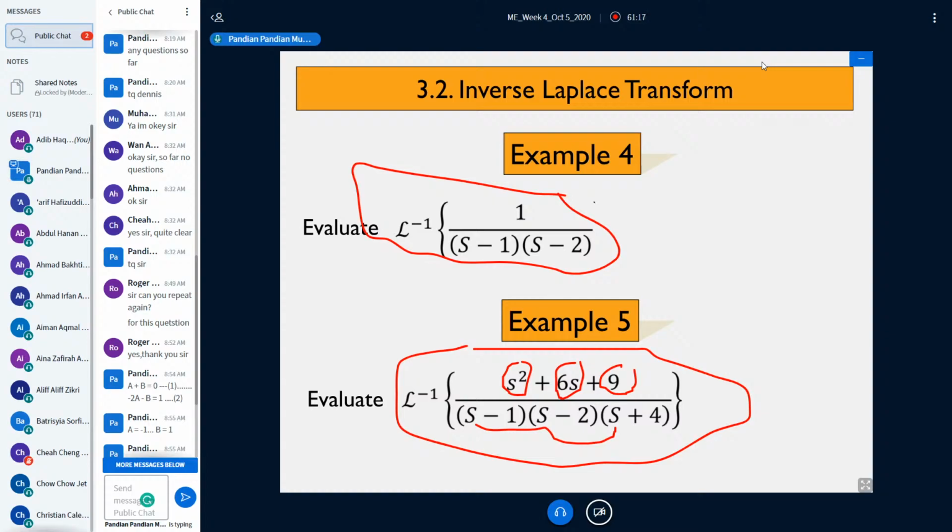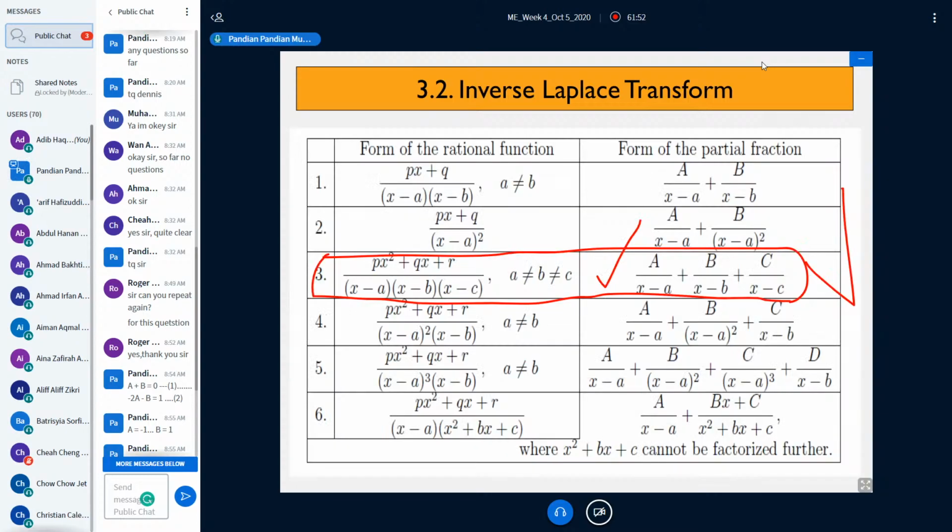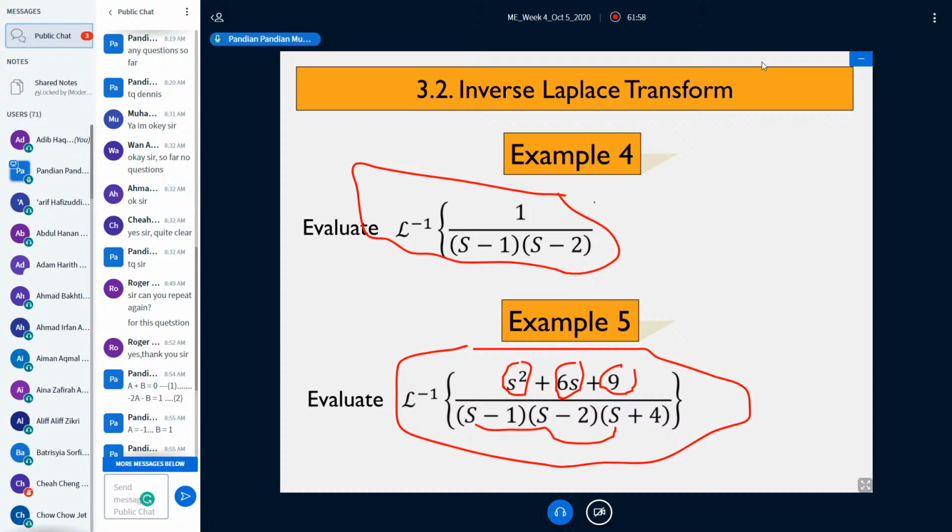9 equals, this is the algebra class, minus 8A minus 4B plus 2C. This one is equation number 3. You create these using the formula. Using the formula number 3, you create 3 equations.